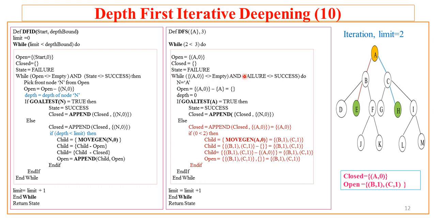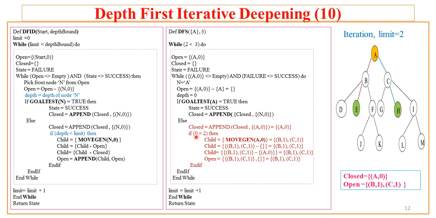which is not empty, state is also failure, which is not success. Both the conditions are true, then it picks the front node A, which is the only node, and it is removed from the open, so open is empty at this point of time. Depth of A is 0. It calls the goal test for A. As A is not the goal node, it again gets into the else part and appends the current node to the closed. Closed was empty and A is appended, so closed has only one node A.